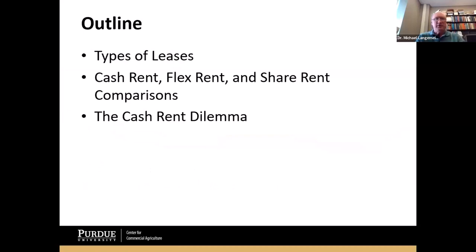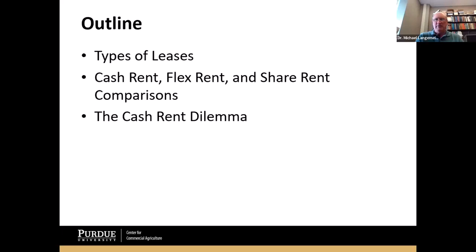So I do want to talk about different types of leases real briefly, and then I'm going to go through a discussion that compares cash rent, flex rent, and share rent. I'm doing that using a case farm in Indiana, and I realize that that's very state dependent. But I do think some of the themes I'm going to talk about when I make these comparisons, such as how is risk shared across these different lease arrangements, will become very evident in my comparisons of cash rent, flex rent, and share rent, and you'll begin to see where the flex rent might fit in with those comparisons.